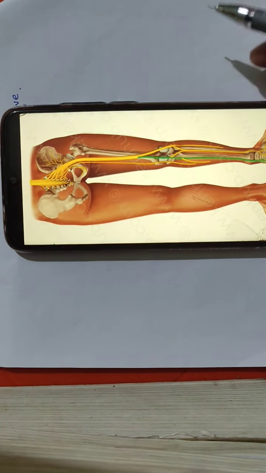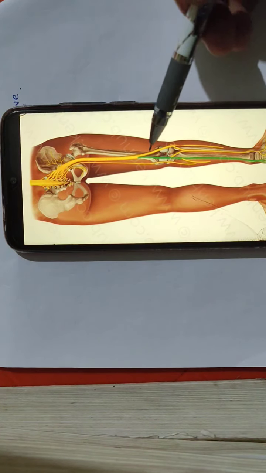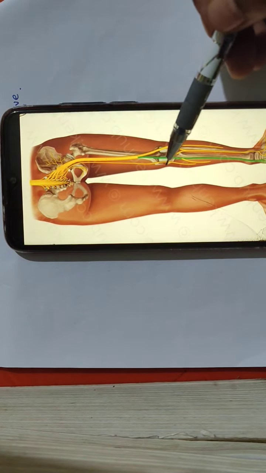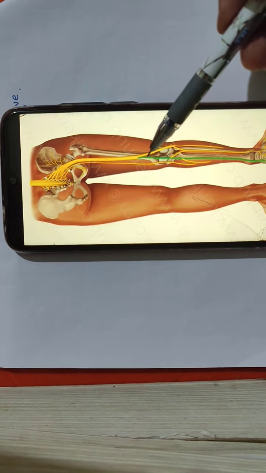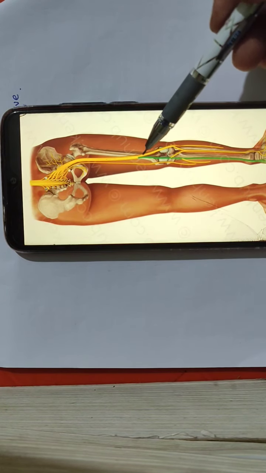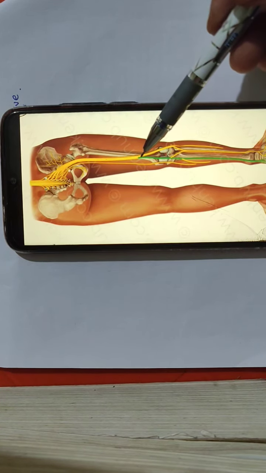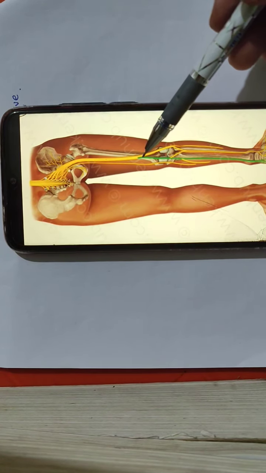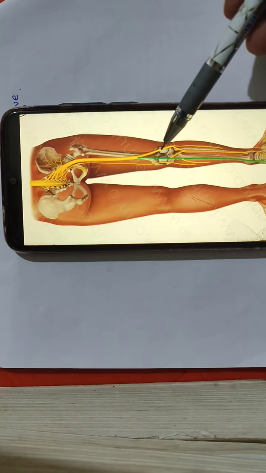Let's see. This is a picture of the first one, that is the sciatic nerve. Here the green color shows the tibial nerve, and the yellow color is the common peroneal nerve, and this is the region of the popliteal fossa. At the superior angle of the popliteal fossa, the sciatic nerve divides into two parts. One is the tibial nerve and another is the common peroneal nerve. The tibial nerve goes from the superior angle of the popliteal fossa to the inferior angle, but the common peroneal nerve goes from the superior angle to the lateral angle of the popliteal fossa.